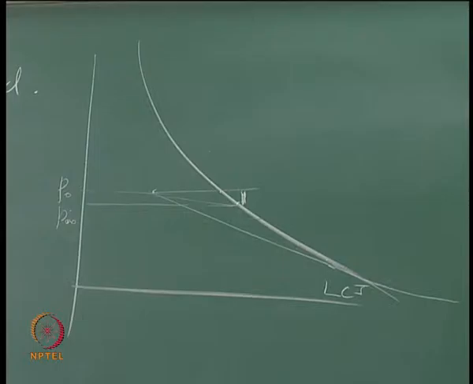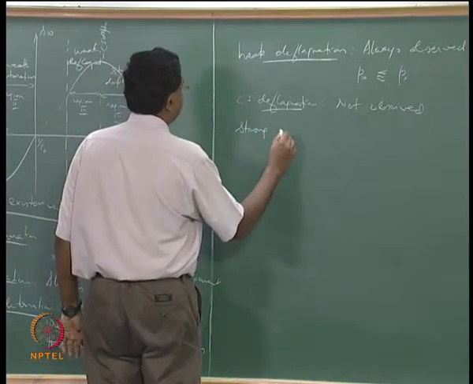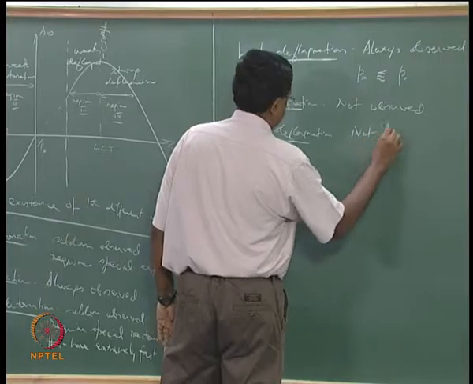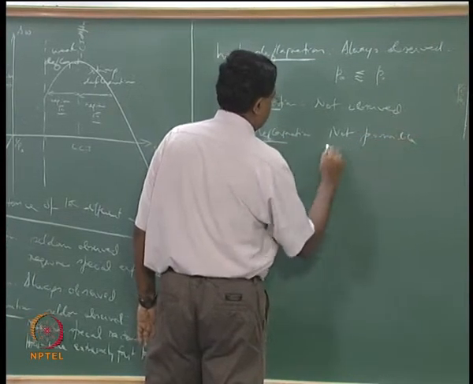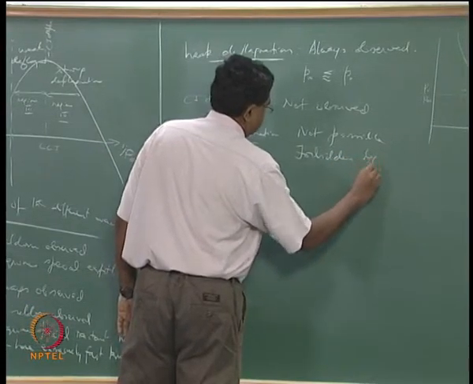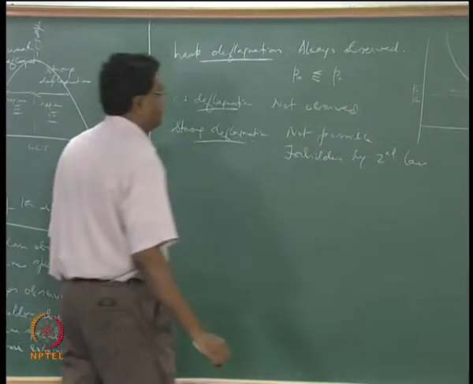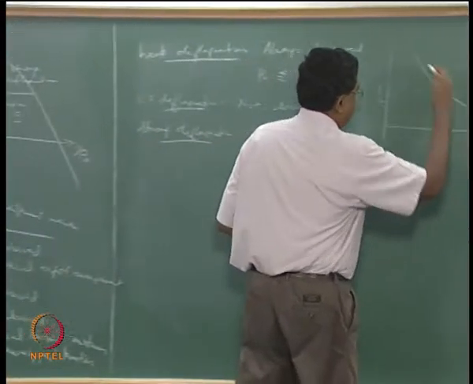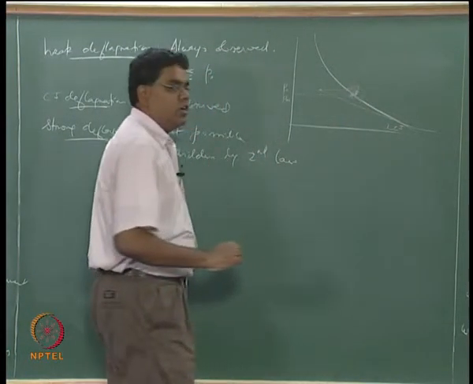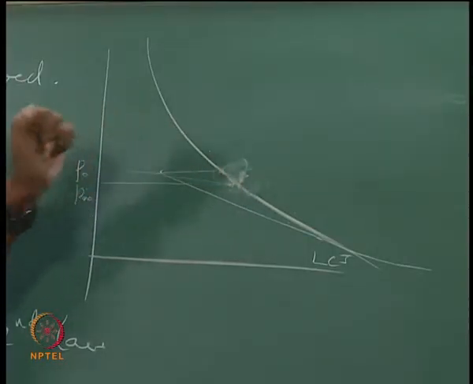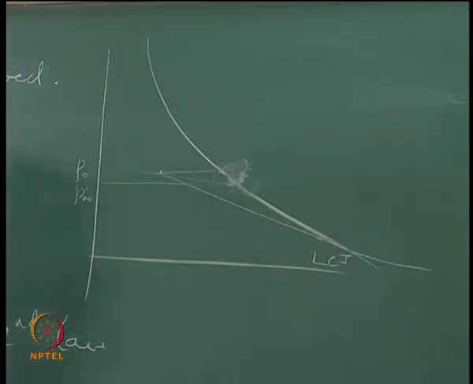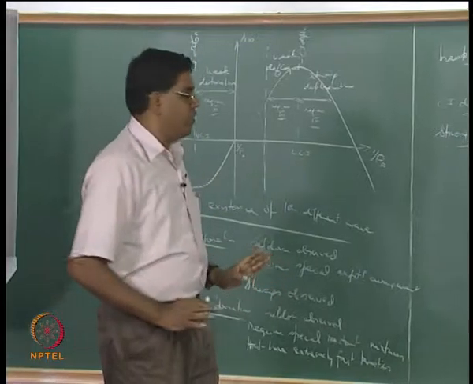And when you now finally talk about a strong deflagration, all you have to say is not possible, forbidden by the second law. This is something that we have been talking about. So in reality, in the Hugoniot line, we are pretty much confined to a region that is very close to where we started, P naught. You don't even go all the way to the CJ, can't really go past it at all in reality. Okay, so most of your deflagrations are extremely weak deflagrations. That's the way I would put it.